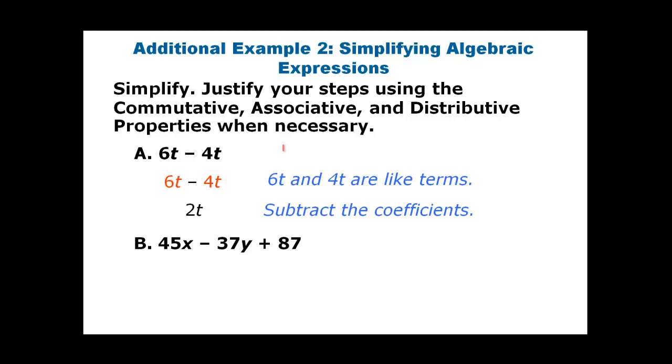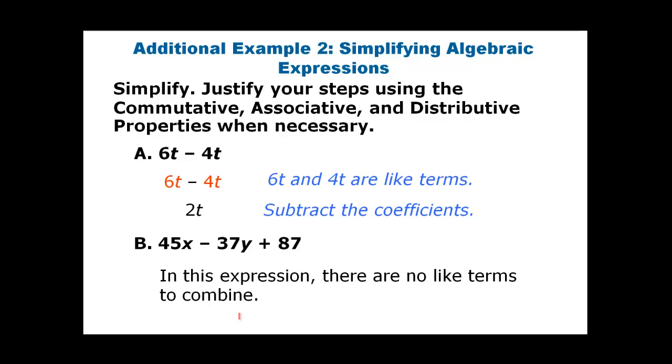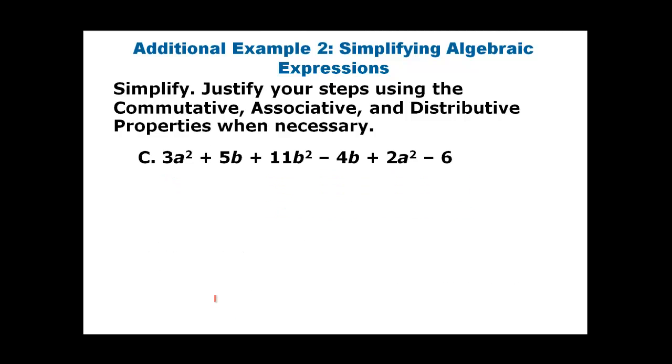Let's check question B. We have 45x minus 37y minus 87. What we will do now, do you have any like terms here? We don't have like terms. So what will we do if we don't have like terms? We don't have here any like terms to combine. So this expression is already simplified.